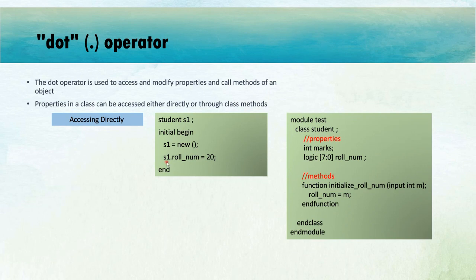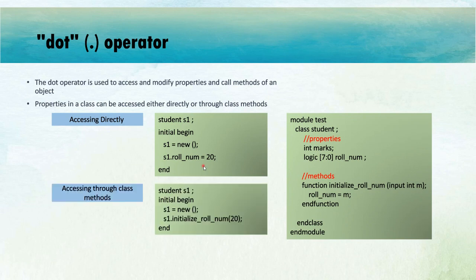After class handle, we provide this dot and give the property we want to modify and initialize it with the value we want. So here we have modified the roll number to 20. This is one way where we are accessing the property directly.